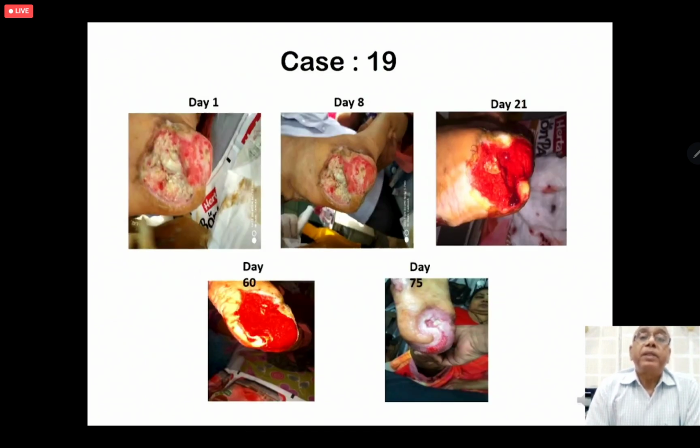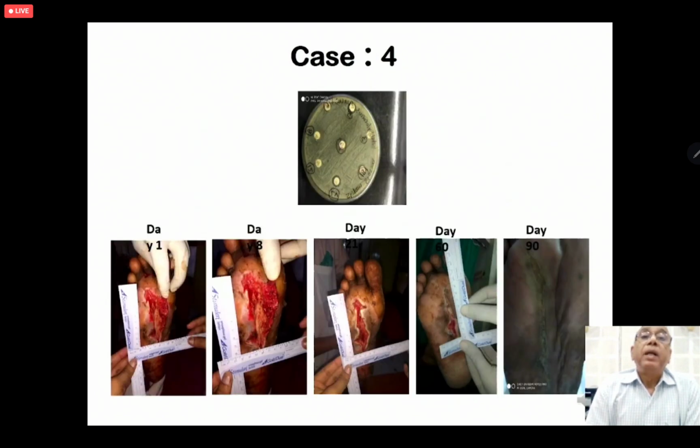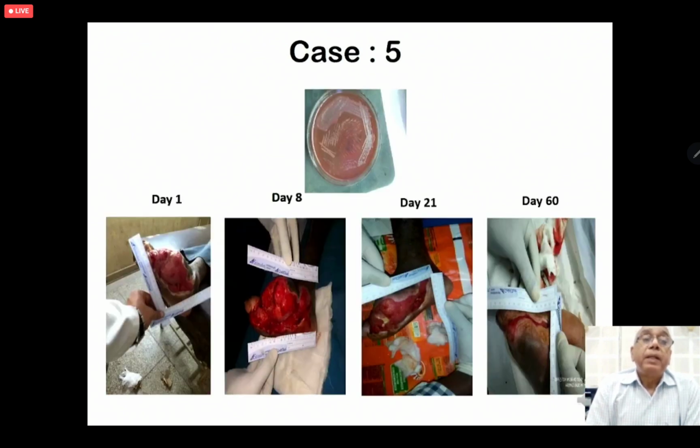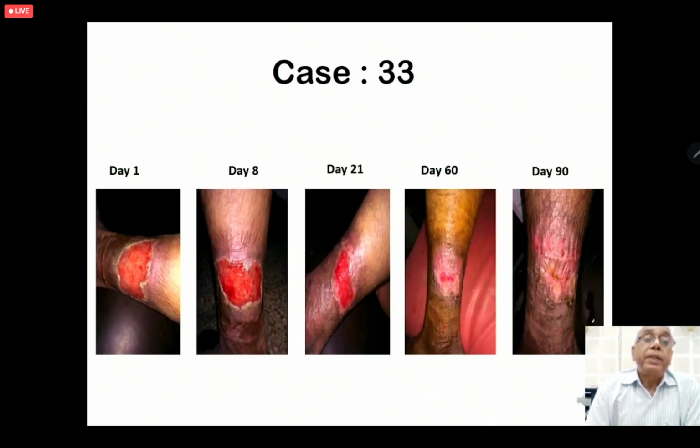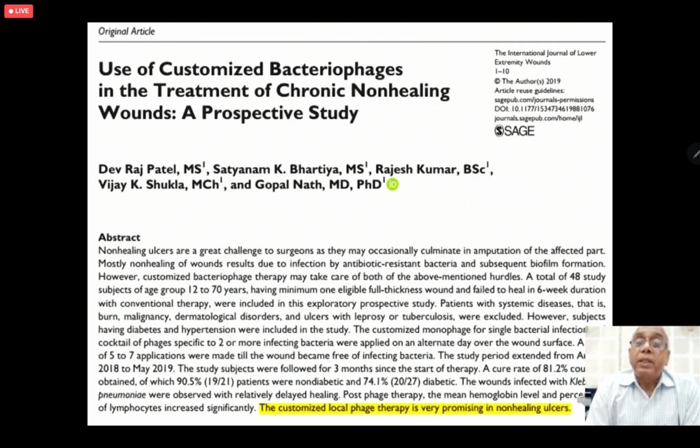Another patient with diabetic foot ulcer, you can see the ulcer on the heel, treated with the phage therapy, and you can see the wound has reduced in size by 75 days. This is another patient with diabetic foot ulcer, a plantar ulcer, treated with phage therapy and healed within 90 days. Again, a diabetic foot ulcer treated with phage therapy; you can see in 60 days the wound has reduced in size. Again, a diabetic patient presented with a leg ulcer, treated with phage therapy, healed in 90 days. So we concluded the customized local phage therapy is very promising in non-healing ulcers.